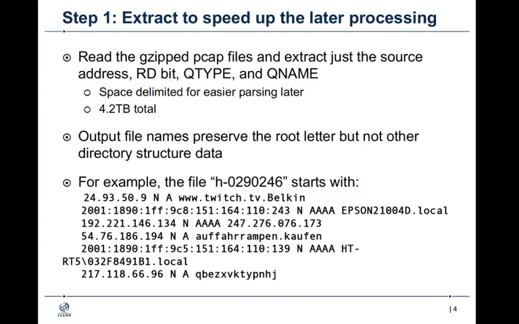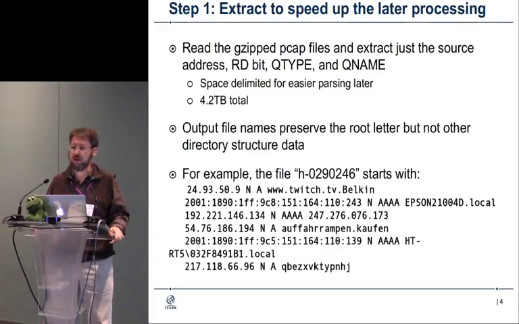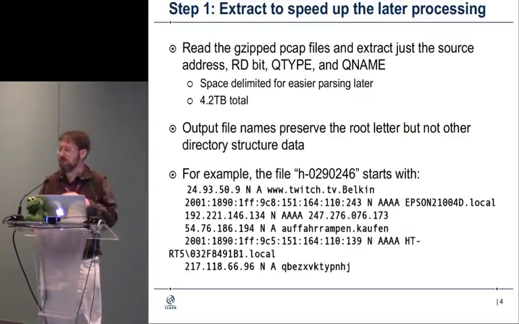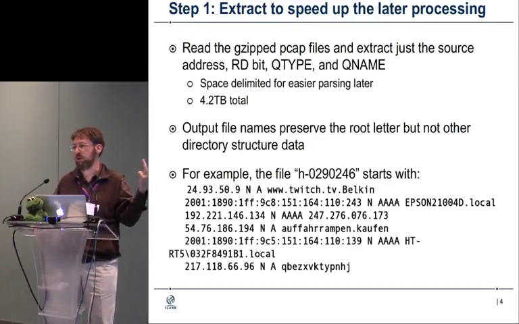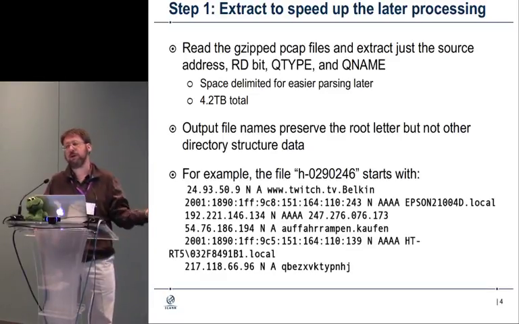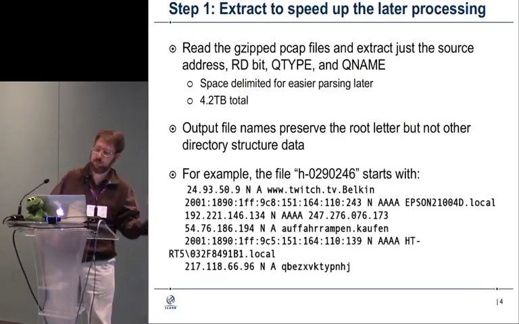There are a couple of steps to do it, because you have all these PCAP files. So you read them, and what I did was I wrote my own extension for DNSCap that puts out as text the source address, the RD bit, the Q type, and the Q name. I started off by just doing the Q type and Q name. It turns out I really only care about the Q name, but then I became interested in the source address.